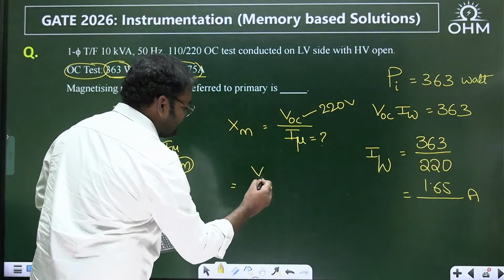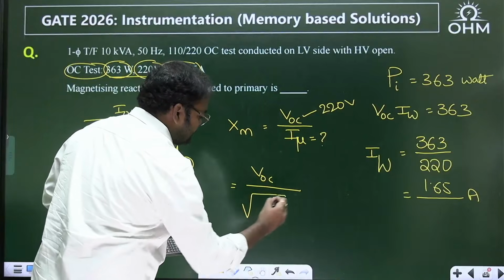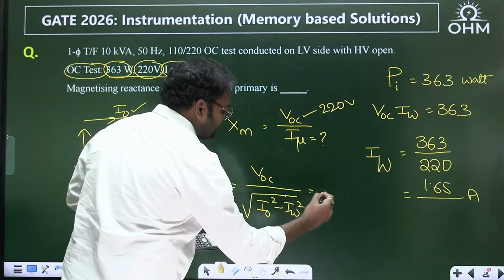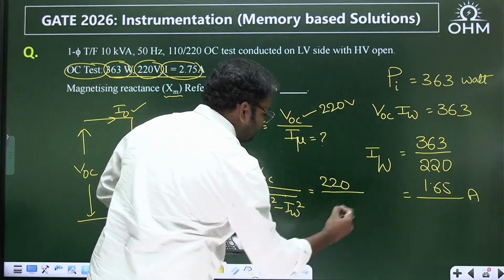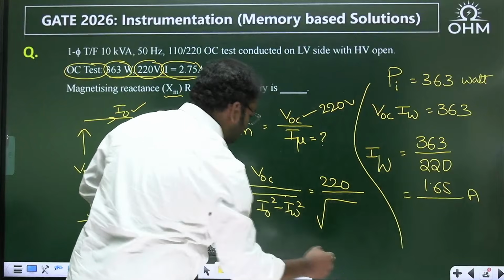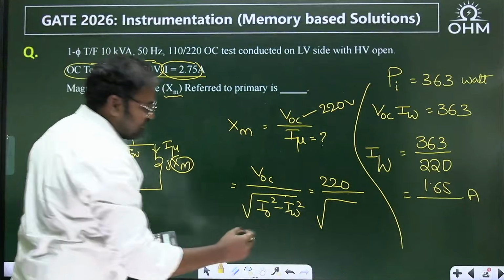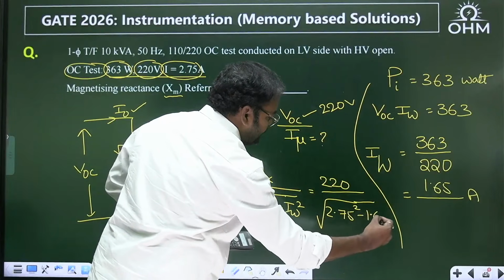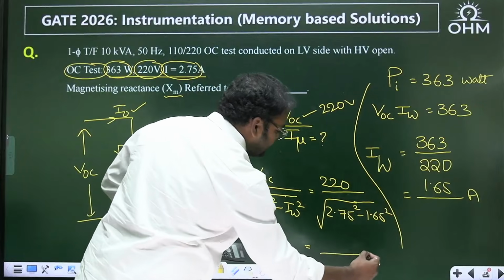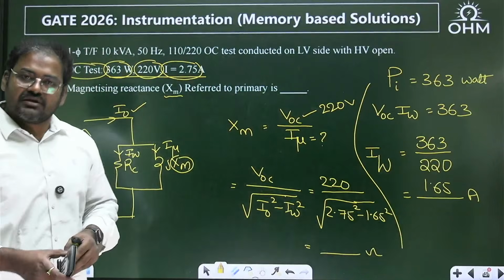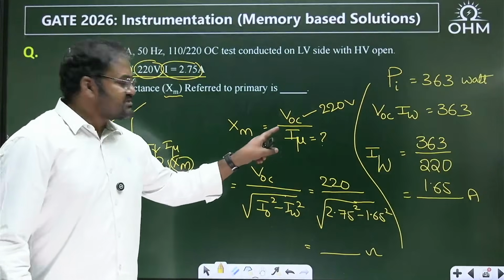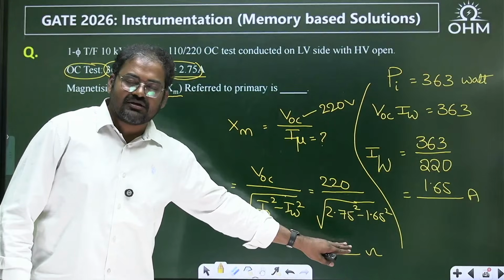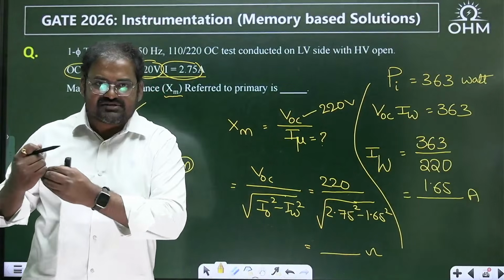The moment I got IW, I can easily find I mu also. So what is I mu? We know I mu is equal to the square root of I naught square minus IW square. So the reactance is 220 divided by that, where I naught is already 2.75. So the square root of 2.75 square minus 1.65 square. If you complete it, you will get the magnitude of the magnetizing reactance. But remember, the test is conducted from the low voltage side. Therefore, whatever reactance we got here is the reactance referred to the LV side.